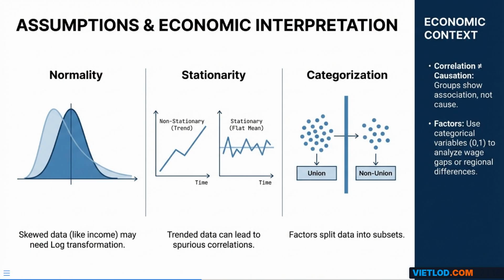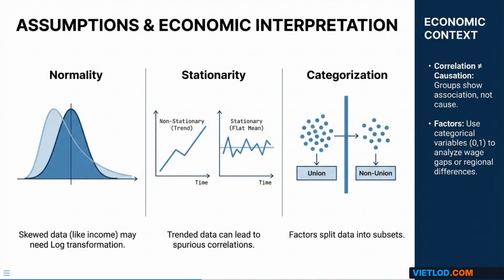When analyzing data, we must be aware of underlying assumptions. First, normality is key. Many economic variables, like income or wealth, are naturally skewed. If our data is heavily skewed, we might need to apply a log transformation to make it more symmetric, which is crucial for many statistical models. Second, for time series data, stationarity is crucial. A non-stationary series, one with a clear trend, can lead to spurious correlations, finding a relationship where none truly exists. We need to ensure our series have a flat mean over time.